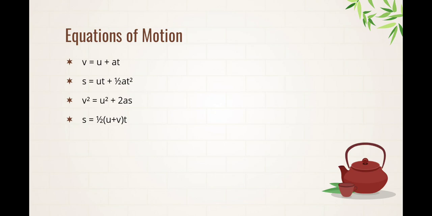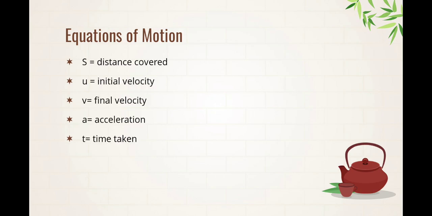The first one is V = U + at. We also have s = ut + ½at². We have v² = u² + 2as. Then we also have s = ½(u + v)t. These equations are extremely important. Here s is the distance covered, u is the initial velocity, v is the final velocity, a is the acceleration, and t is the time taken.